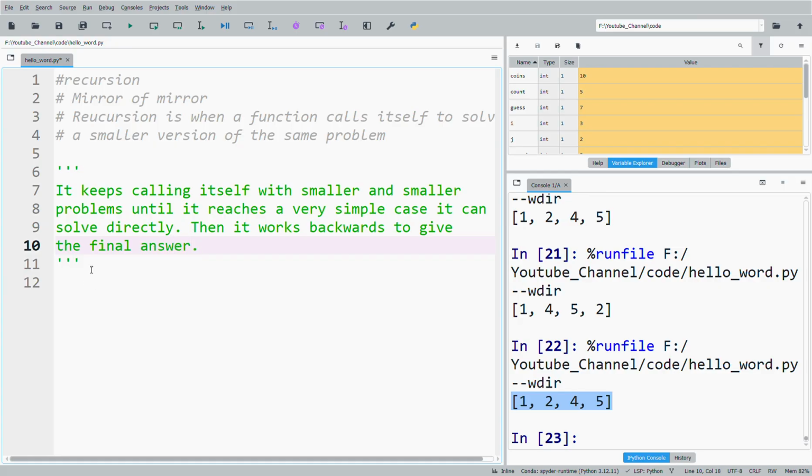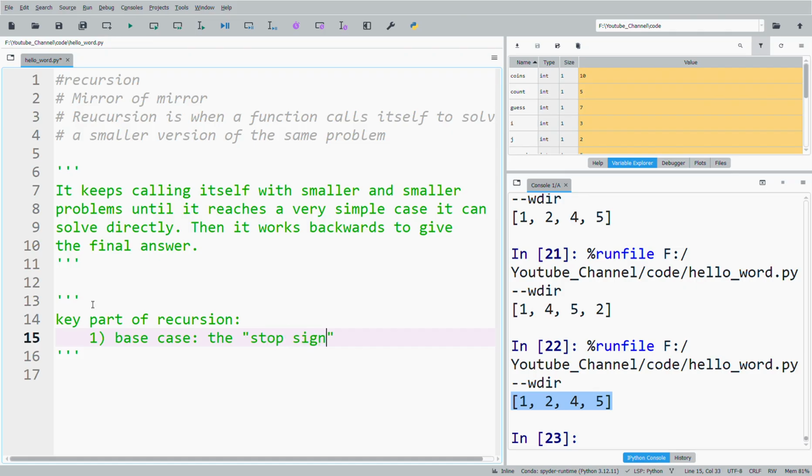So what are the key parts of recursion? First is the base case, the stop sign. Without this, the function calls itself forever.